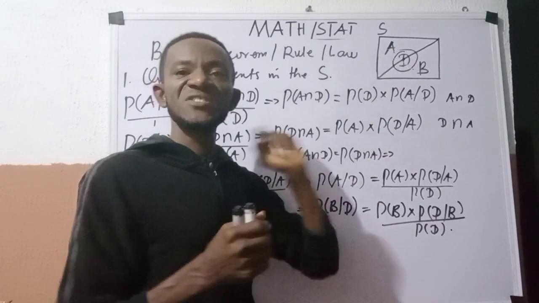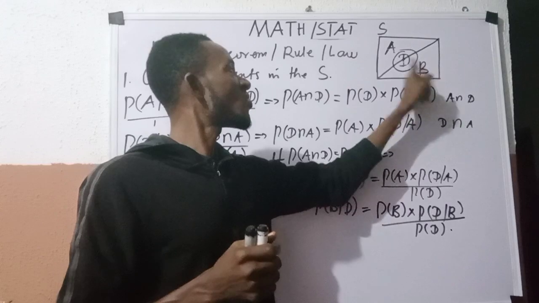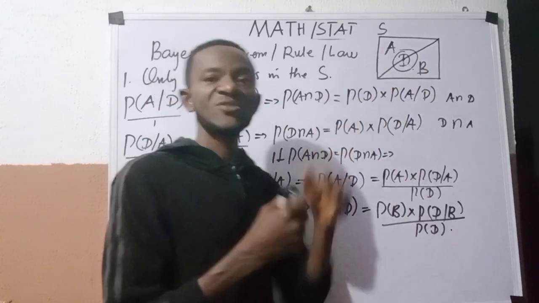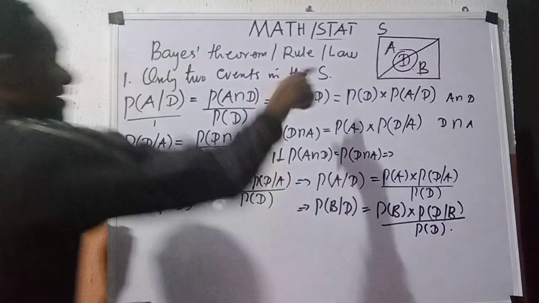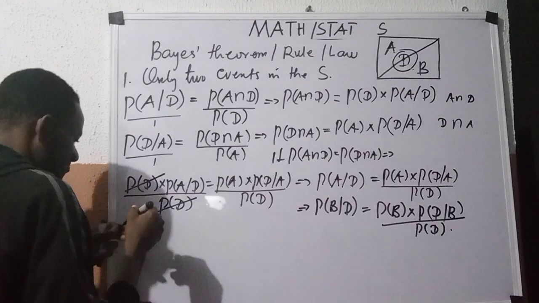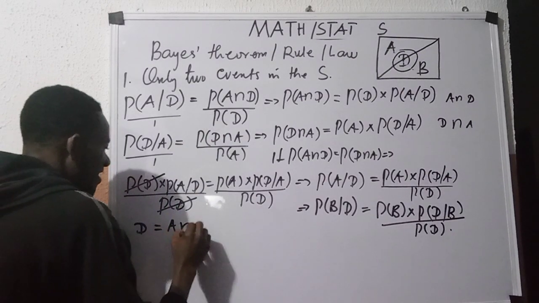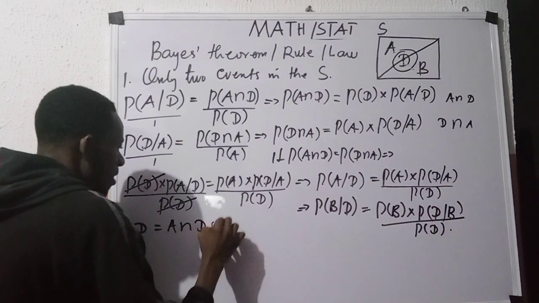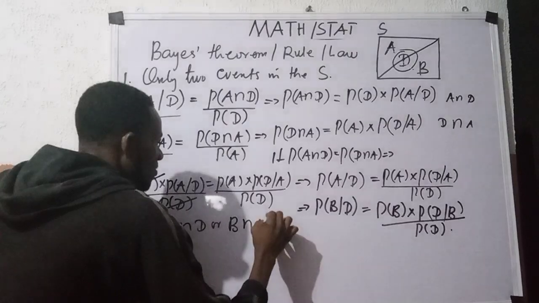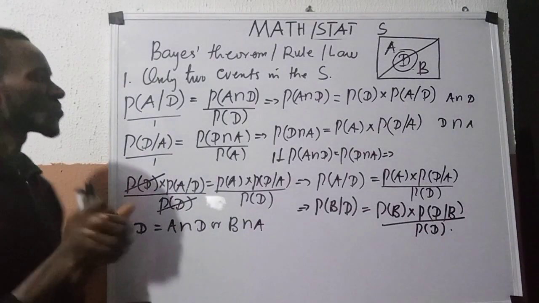And A occurring with D in probability means A intersection D. And this one occurring means B intersection D. So for me to get the probability of D, first of all, I will say that this D alone equals A intersection D, or B intersection D. I have something like this.